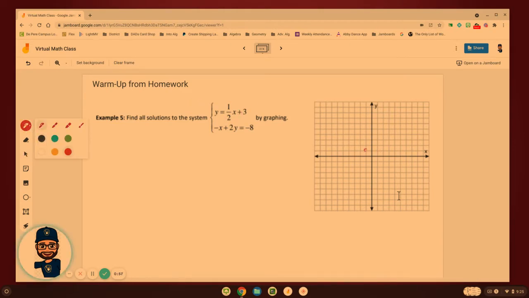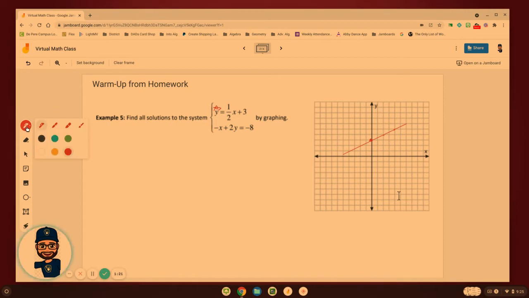The y-intercept in the top equation is 3, so here's 3. Slope is 1/2, so rise over run. Up 1 over 2, up 1 over 2, and so on. Oops, I wanted a straight line, so I should do it this way. And there we go. That's this top line.